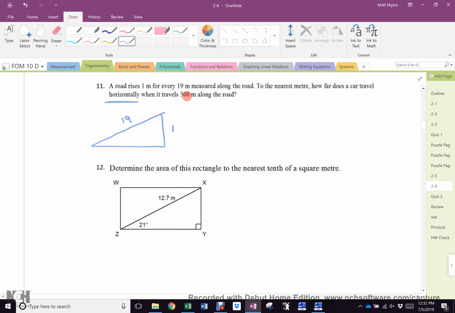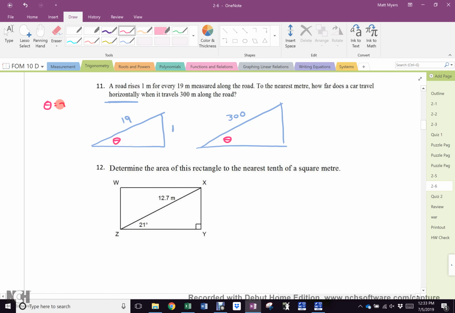I want to know how far does a car travel horizontally when it travels 300 meters along the road. So this is the triangle I have, but this is the triangle that I am working with. I'm going 300 meters along the road. Right? Now, what do I know about this angle and this angle? They are going to be the same, aren't they? So, I can find this angle, can't I? How?